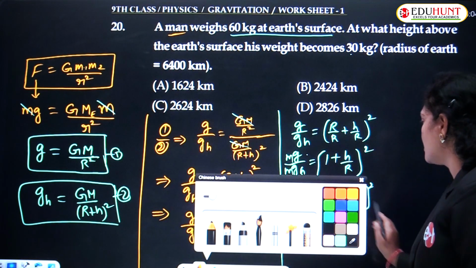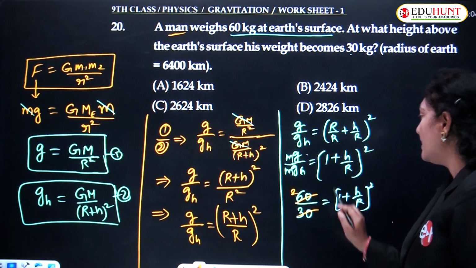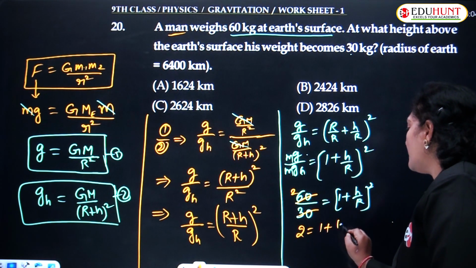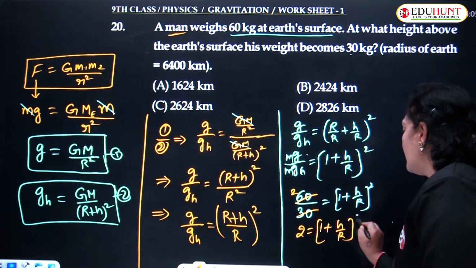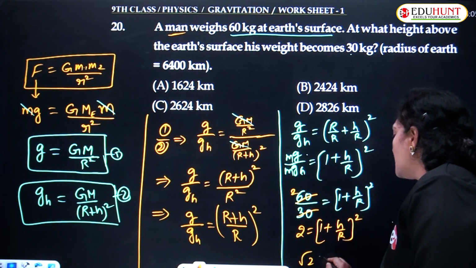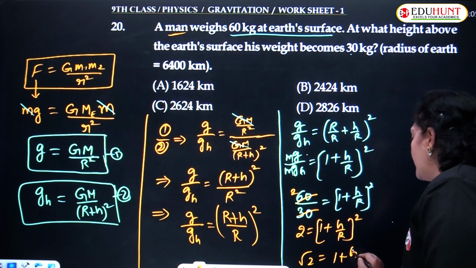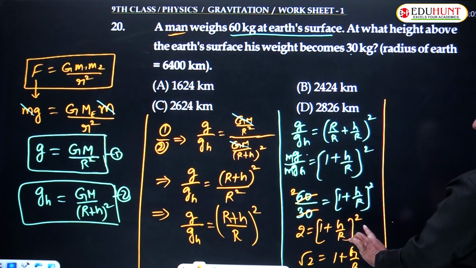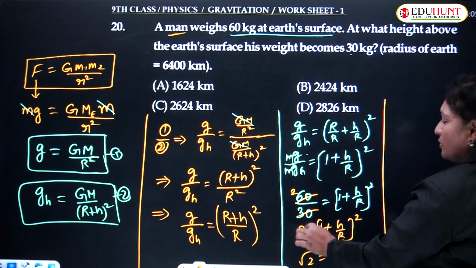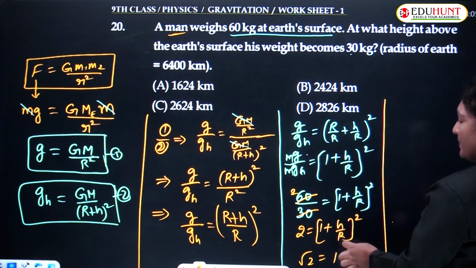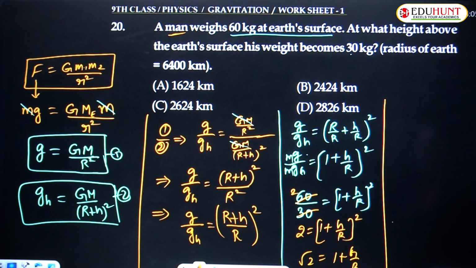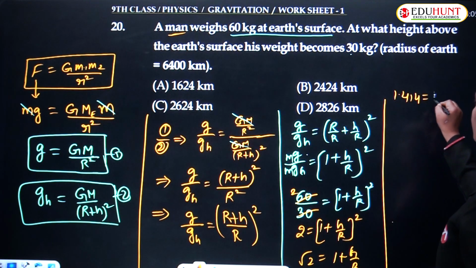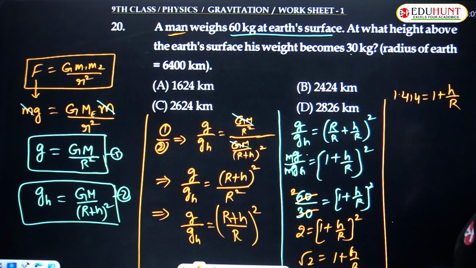After simplification, you will be getting 2 equals (1 + h/R)². Taking the square root of both sides, root 2 is equal to 1 + h/R. The square root of (1 + h/R)² is 1 + h/R. So the value of root 2, let us substitute as 1.414, equals 1 + h/R.